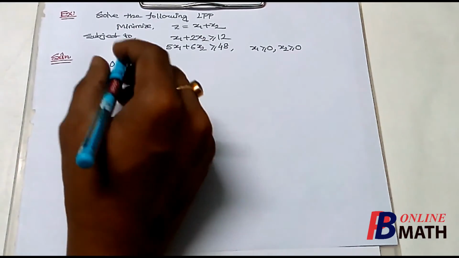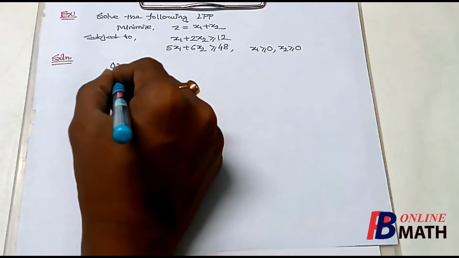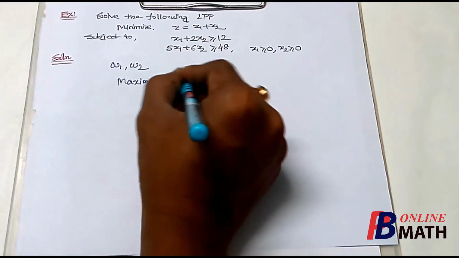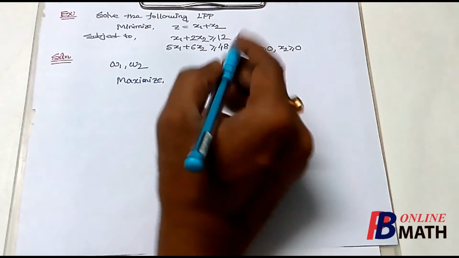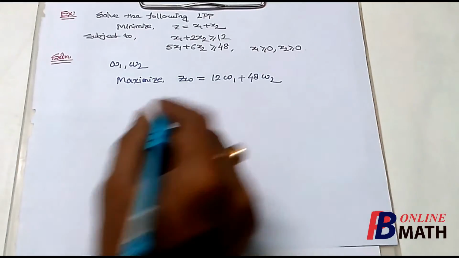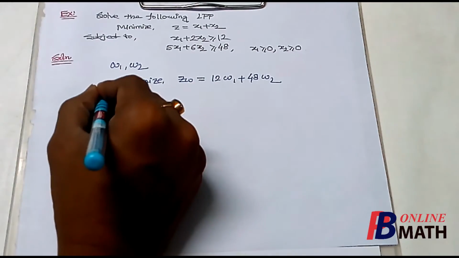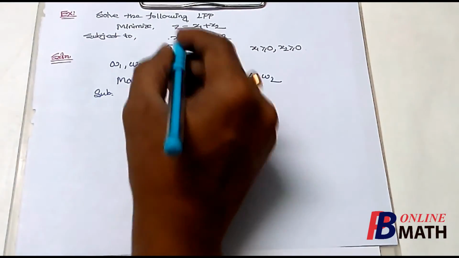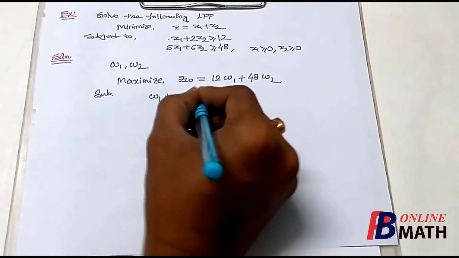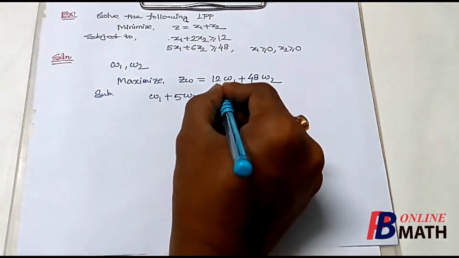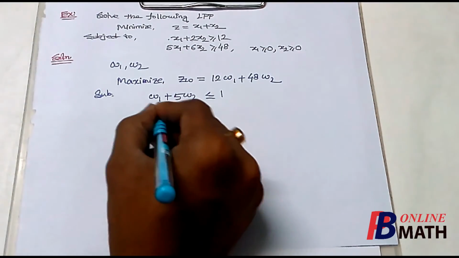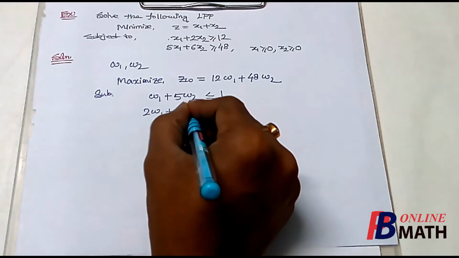So we find the dual. It is a minimization problem, so the dual will be a maximization problem. So maximize z omega. This will be 12 omega 1 plus 48 omega 2, subject to 1 into omega 1 plus 5 into omega 2 less than or equal to the first cost value 1, and the second constraint will be 2 omega 1 plus 6 omega 2.